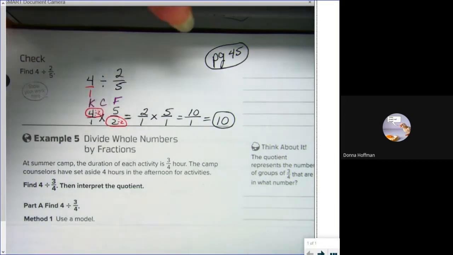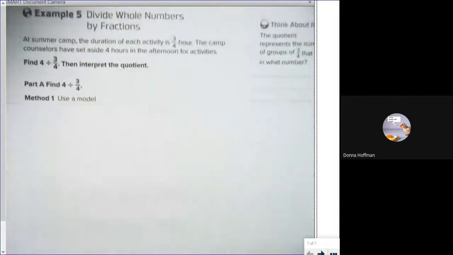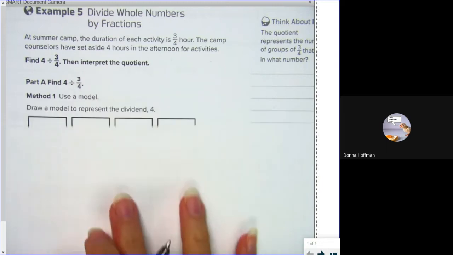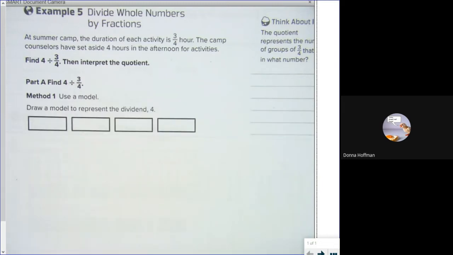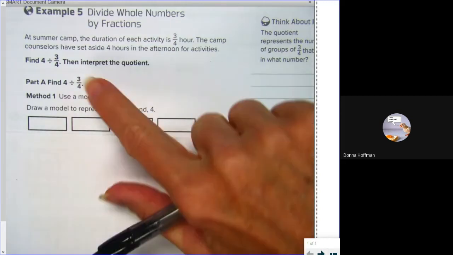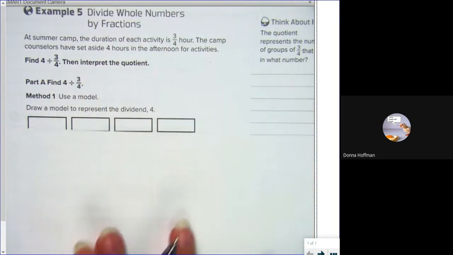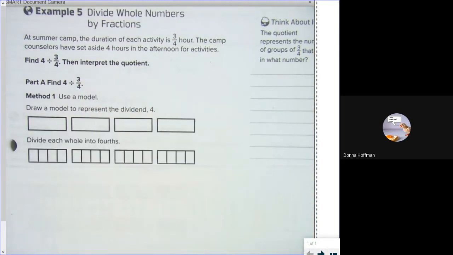So method 1 is using a model. And I would model drawing 4 bar graphs, which they've done here. Then I would break the 4 bar graphs up into 4 pieces, because now I'm looking at my divisor and my denominator. And that's what they've done here. And then I would shade 3 of the 4 and find out how many groups of 3 I can make. And that's what they've done here.